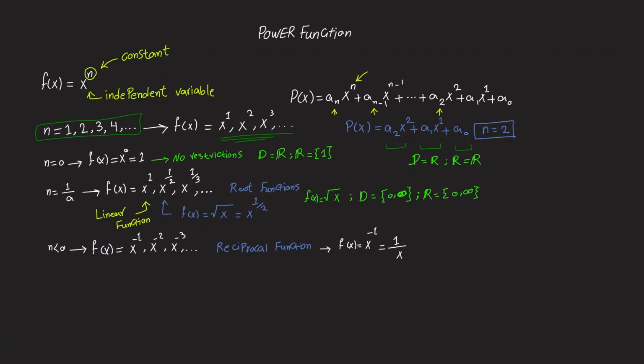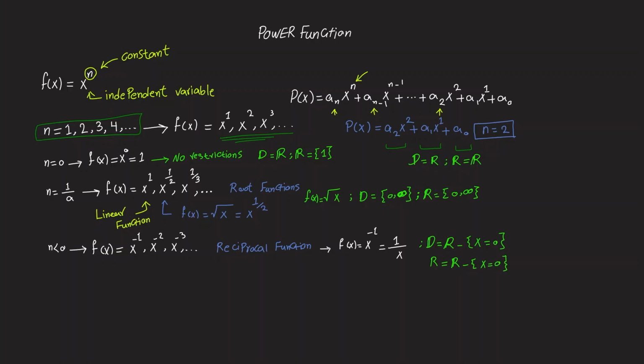And for the case of the reciprocal function, we have to make sure that our denominator cannot be 0, not a negative number, but 0. The denominator should not be 0. So the domain of the reciprocal function is the set of all real numbers except where x equals 0, and the range is also the set of all real numbers except where x equals 0.